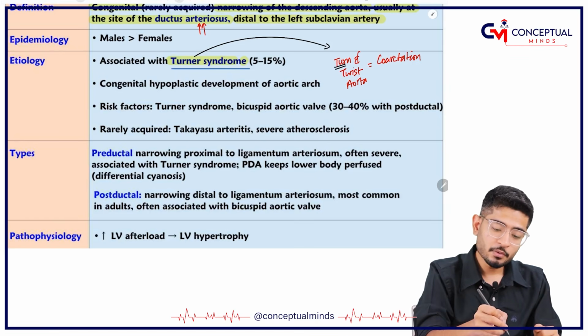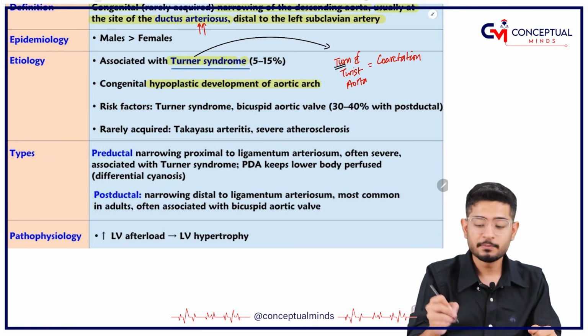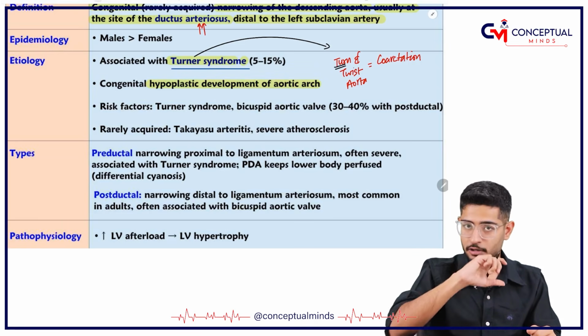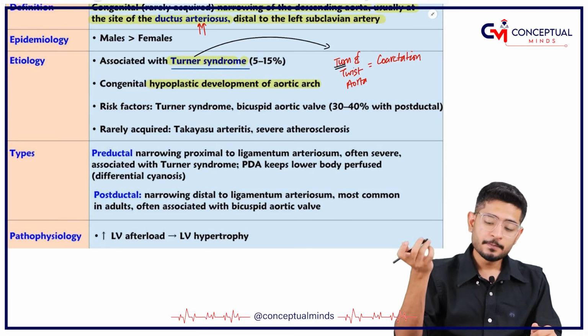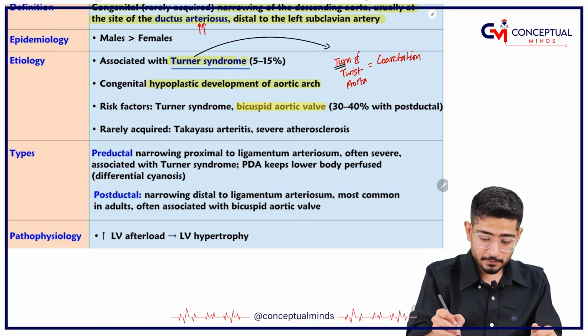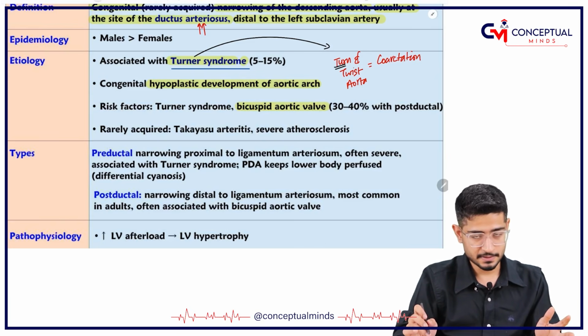Another cause can be hypoplastic development of the aortic arch. If your aortic arch is not properly developed, this can be another cause. It is also associated with bicuspid aortic valve. Please remember that.